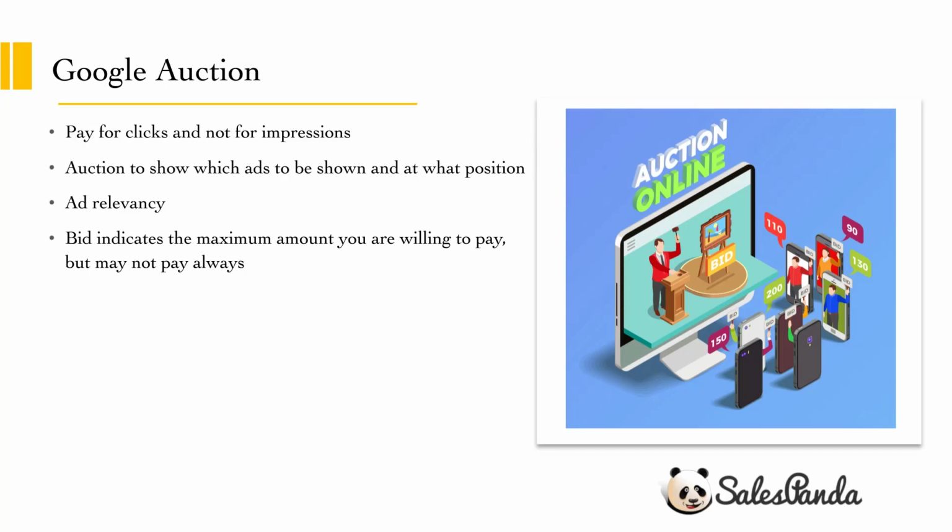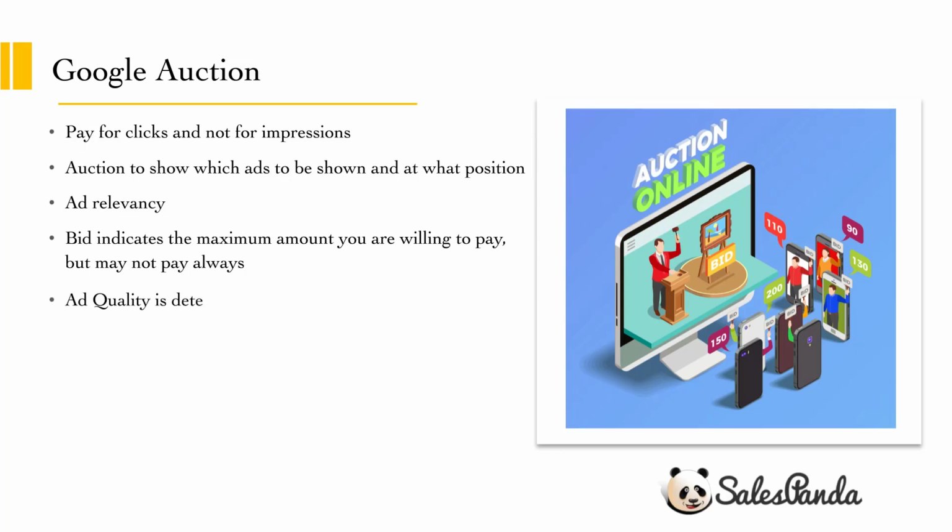Let's say you set your bid at rupees 50. However, the competitor's bid is rupees 45. Google will not charge you rupees 50 but an amount slightly higher than rupees 45, let's say 46. Also, you only pay per click. Impressions don't cost money. It may be shown multiple times to people, but you only pay if someone clicks it.